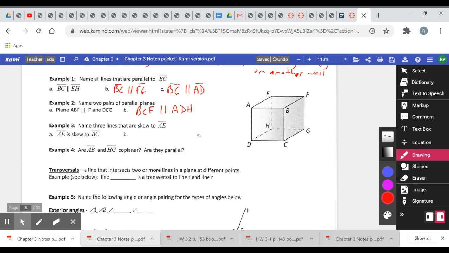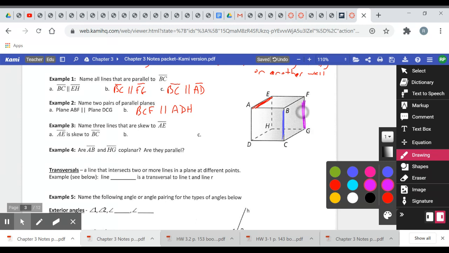And now we're going to go ahead and do the skew line. So like I said a second ago, AE is skew to BC. Okay, another example that is skew to AE would be FG. So I'll say that here, AE is skew to FG.